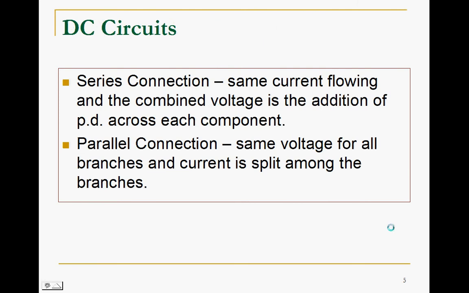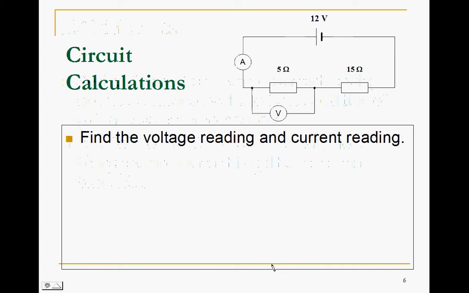Now go into some DC circuit calculations. For a recap, series connections: same current flowing through, and the combined voltage is the addition of the potential difference across each component. For parallel connections, the same voltage will be for all the branches, and the current will be split among the branches. Now let's take a look at these circuit calculations. Find the voltage reading and current reading of the ammeters and voltmeters.